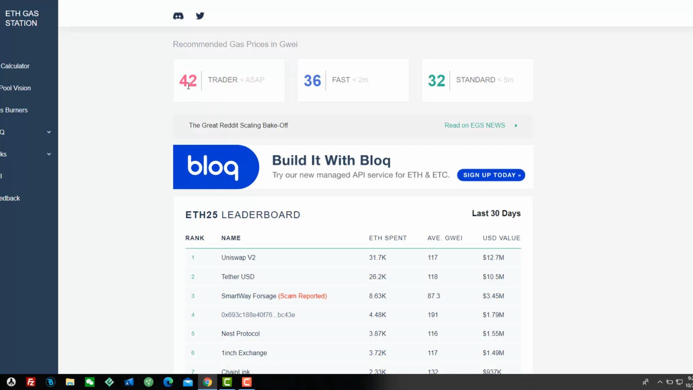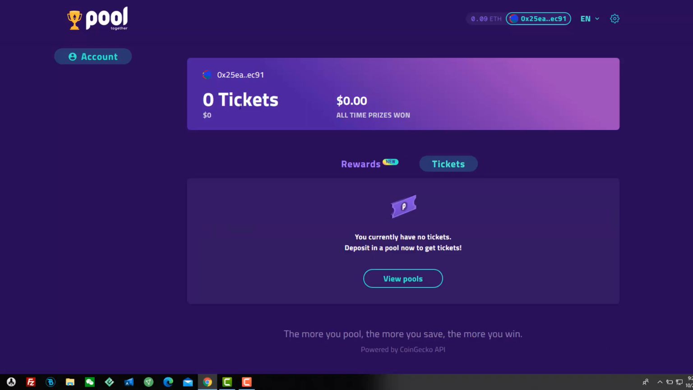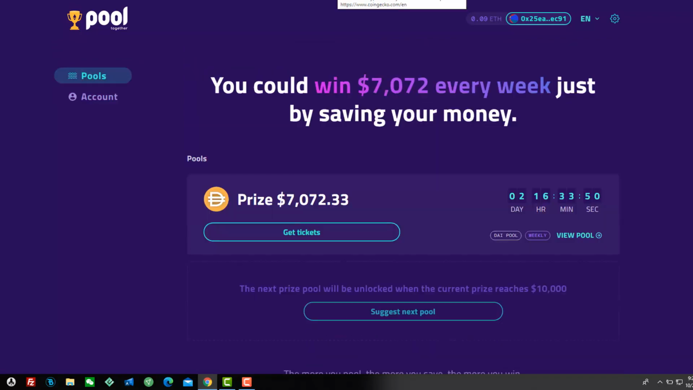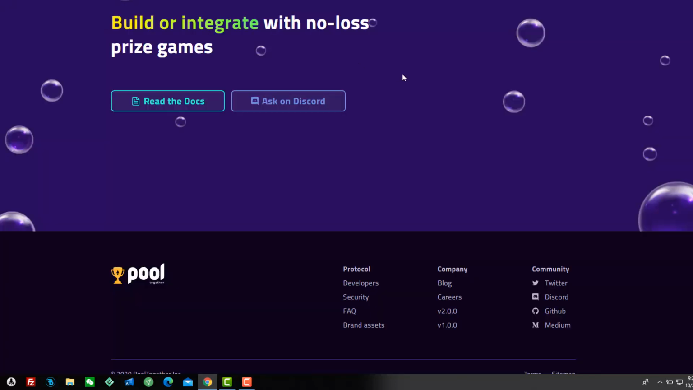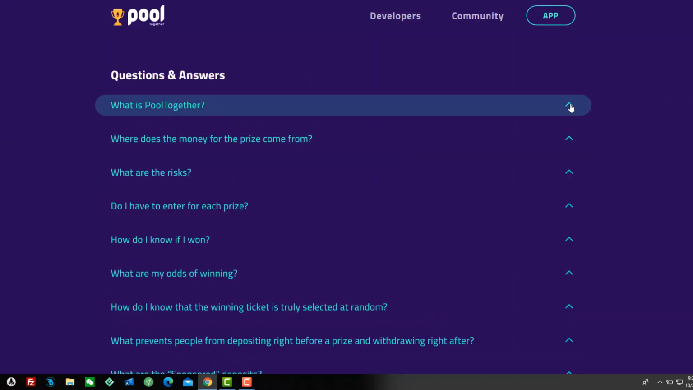It's not too bad. This was down to 20 a couple of nights ago, which was the lowest I've seen in ages. So if you're thinking about going into this to win this money, I would wait till the gas is really low, then try to go in. Once you deposit, it will show up here in your tickets how much you can get. Also, there's a referral program as well. You can refer people and get entries as well. So let's see how this works and explain exactly how this comes together.